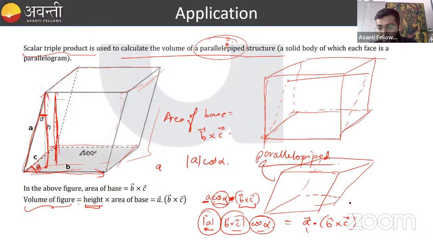So this proves that the volume of the parallelepiped is A bar dot B bar cross C bar.